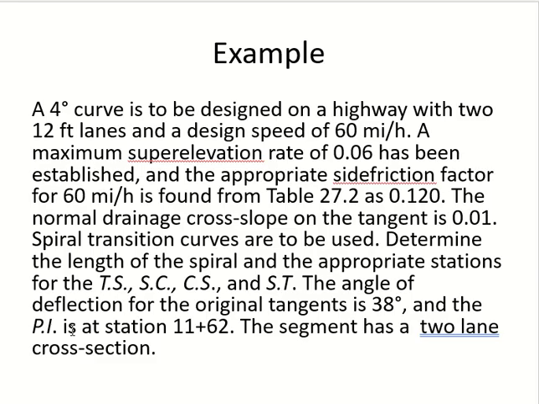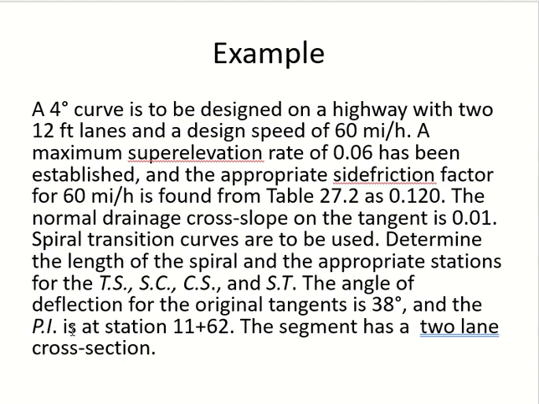Okay, let us look at this example. We have a 4 degree curve, two 12 feet lanes, design speed is given, maximum super elevation is given. For the speed, coefficient of side friction is given. Normal slope is given. What are they asking for? They're asking for the length of the curve.